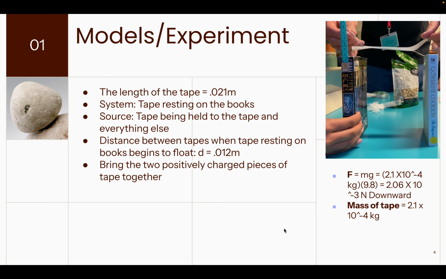And to the right, you can see the calculations that we used for the force of gravity and then the mass of the tape. And Coulomb's law predicts that there will be an attractive electric force between the two tapes, and they will attract to each other due to their net attractive force.